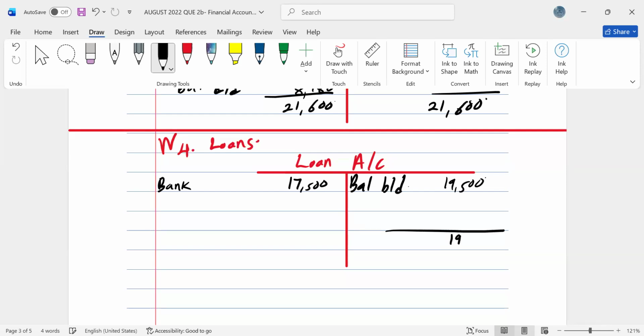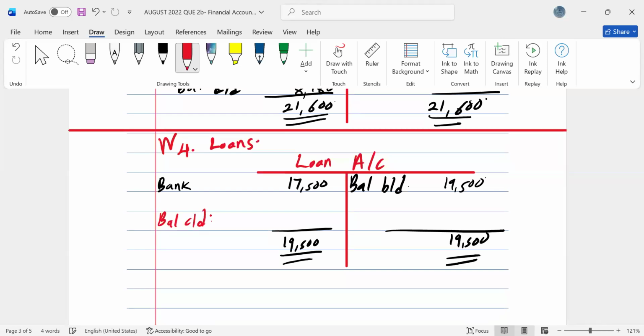Here it should be 19,500. So the balancing figure is the outstanding loan amount. So in this case, we have balance carried down, which is now the outstanding loan amount, which will be 2,000. This 2,000 is simply 19,500 minus 17,500. Are we together up to that point?